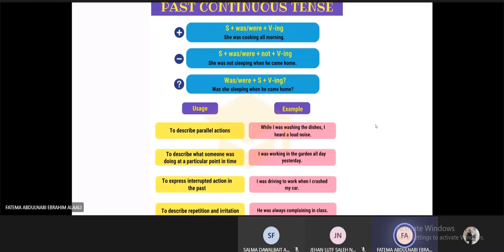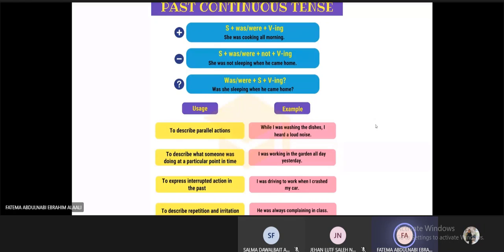And with they, you, and we, we use were, plus the verb should be in the ing. If you want to make it negative, you just add not. If you want to form a question, we just replace was or were with the subject. Second thing, the uses of the past continuous: to describe two actions happening at the same time, like while I was washing the dishes, I heard a loud noise. Two actions happening at the same time.